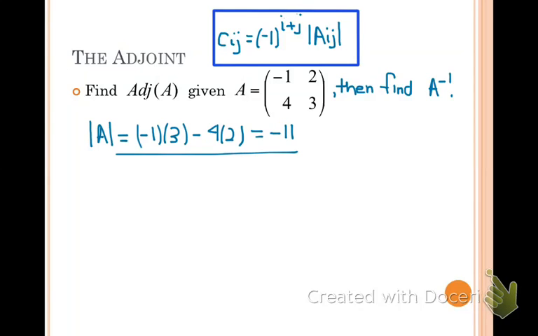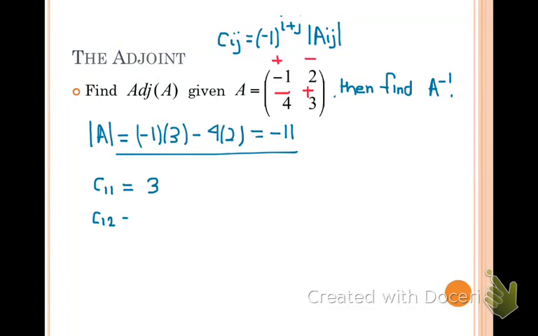Right, so now let's look at C11. C11 says it's minus 1 to the 1 plus 1. So really all you're doing is the plus-minus pattern that Ms. Wilson showed you in the last video. Sorry, this one should be minus, and this one is minus and the other one is plus. Alright, so for C11 we start with the positive element, so it's going to be plus the determinant of A11, which is eliminate the first row and the first column, and we end up with the value 3.